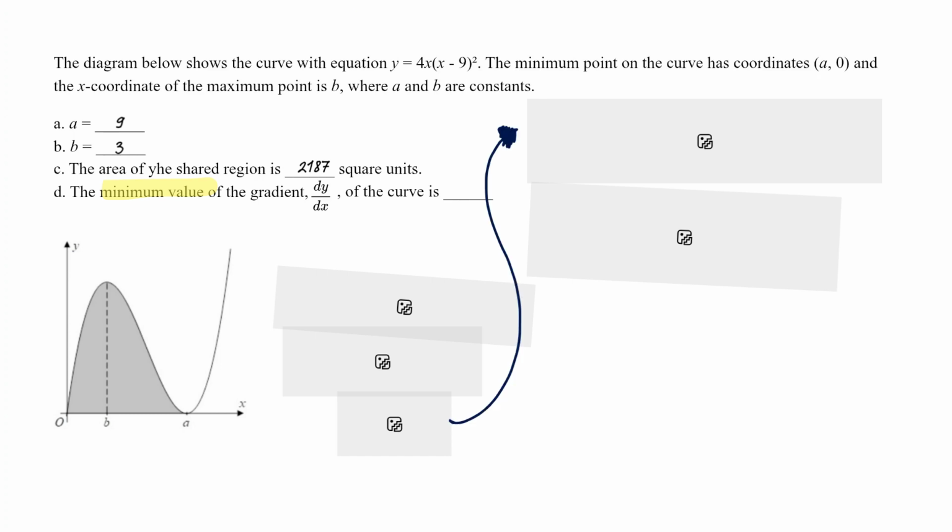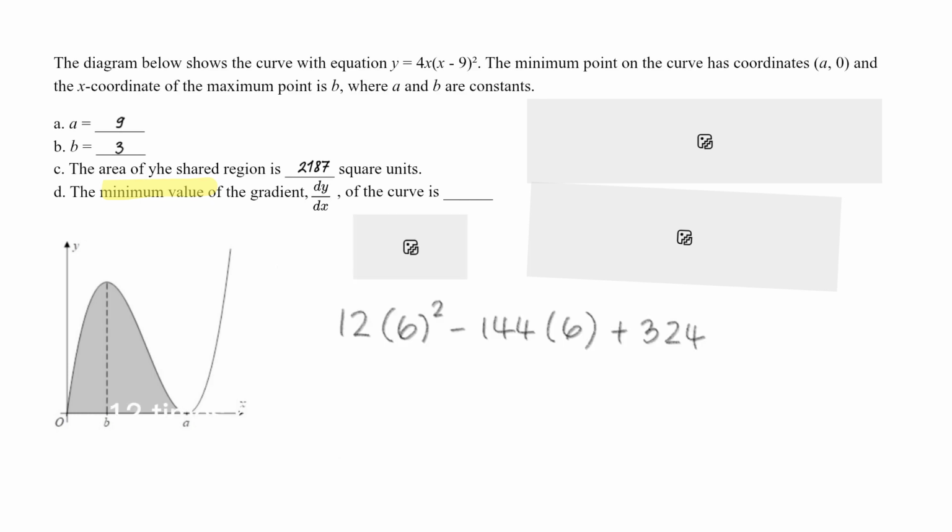Now plug x equals 6 back into the first derivative, or gradient formula, to find the actual value. 12 times 6 squared minus 144 times 6 plus 324. This is equal to negative 108. So the steepest downward slope on this curve is negative 108.